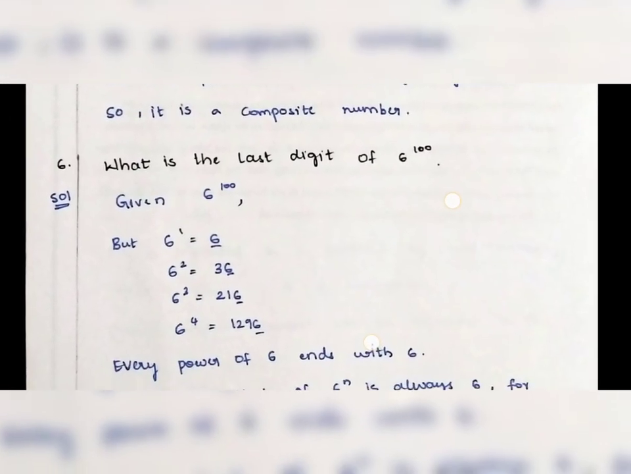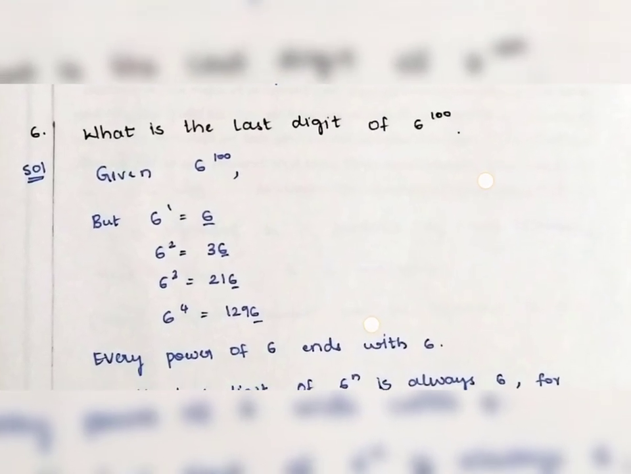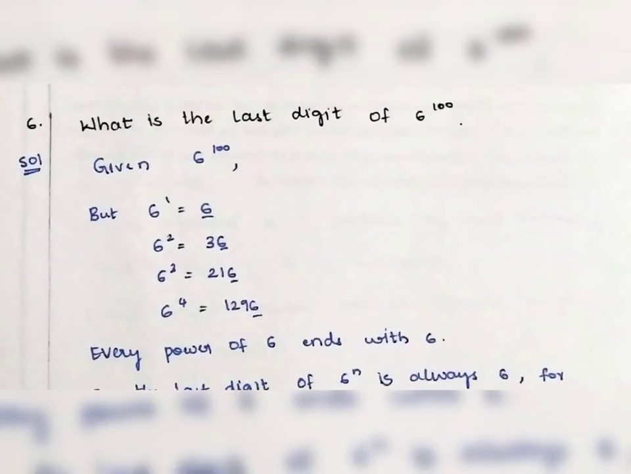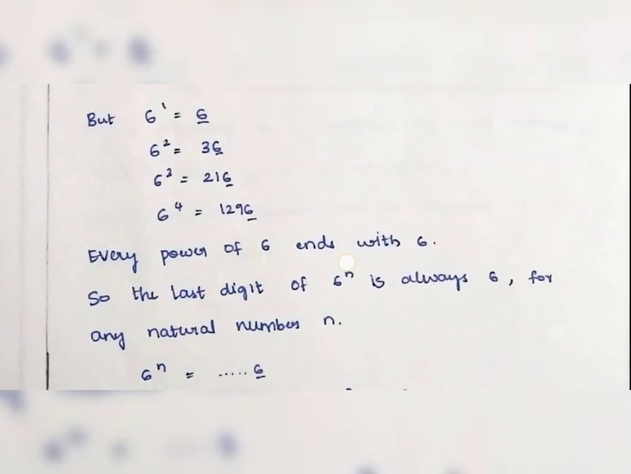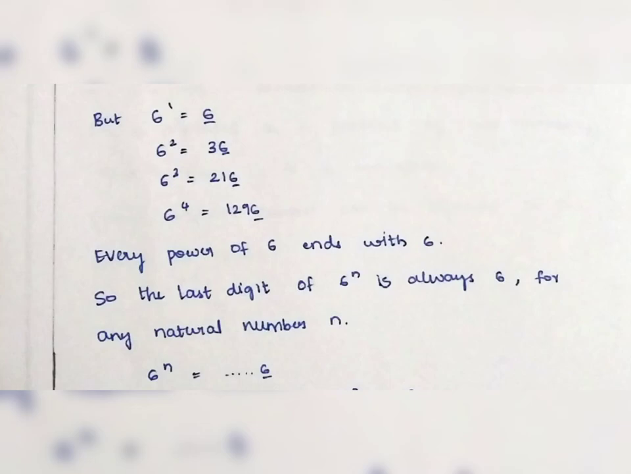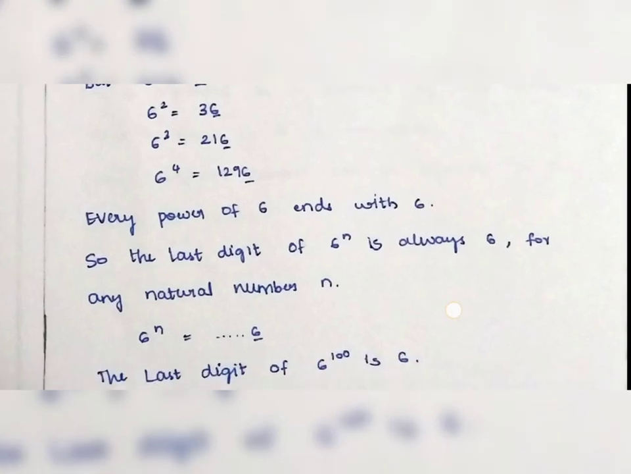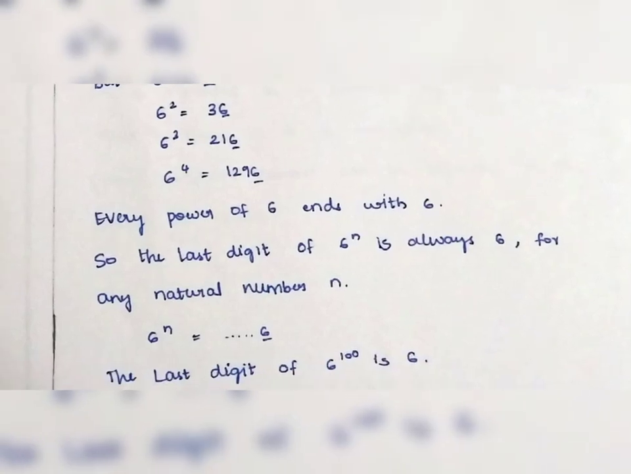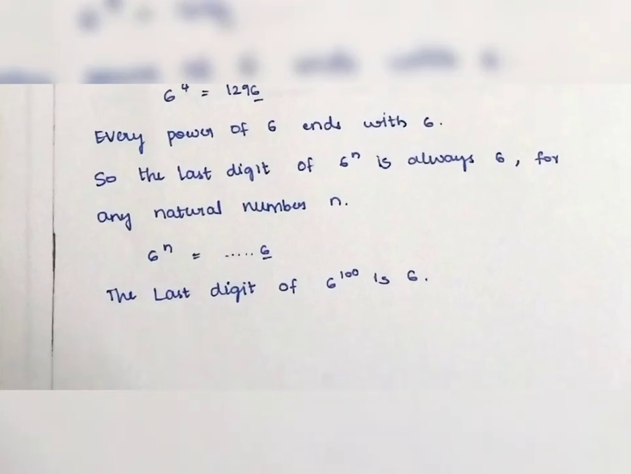Coming to the sixth question, that is: what is the last digit of 6 power 100? Given 6 power 100. So if we check, 6 power 1 is 6, 6 square is 36, 6 cube is 216, 6 power 4 is 1296. Like that, if you check 6 power 5, 6 power 6, 6 power 7, if you keep on multiplying, you will end with 6 only. Every power of 6 ends with 6. So the last digit of 6 power n is always 6 for any natural number n. So the last digit of 6 power 100 is 6. Thank you.